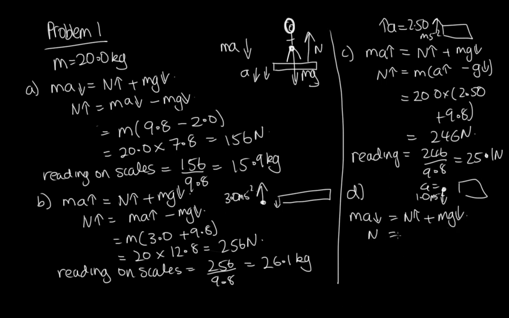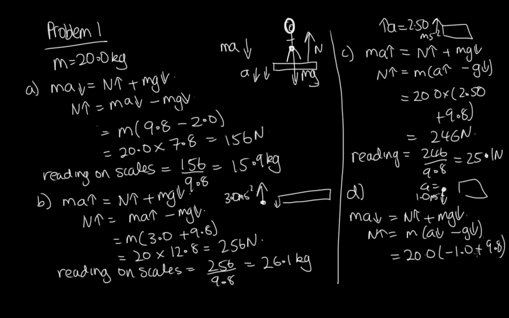And so the normal force is equal to the mass times the acceleration downwards minus g downwards. And so this is equal to 20.0. Now the acceleration downwards, to account for the downwards, which is negative, we have negative 1.0 minus g downwards. g is minus 9.8, so this is plus 9.8.